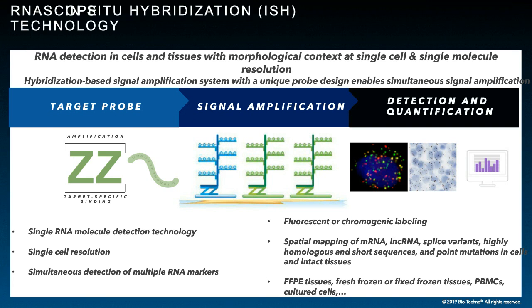And finally, the third aspect is the detection and quantification strategy, which allows the customer to visualize RNA targets as a single molecule with single cell resolution. And this can be done on a fluorescent as well as chromogenic platform. Finally, our platform allows the flexibility to detect targets such as mRNAs, long non-coding RNAs, splice variants, highly homologous sequences, point mutations, and microRNAs. Our platform also allows the flexibility to utilize this technology in an array of sample types, which include FFPE tissues, fresh and fixed frozen tissues, cultured cells, and PBMCs.